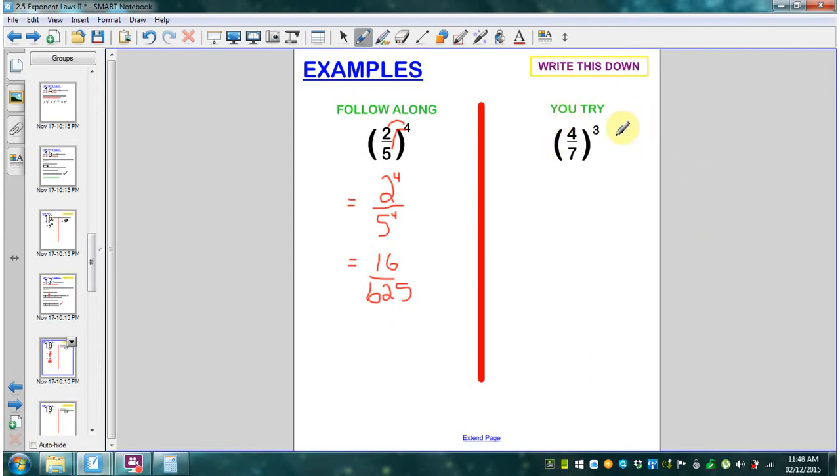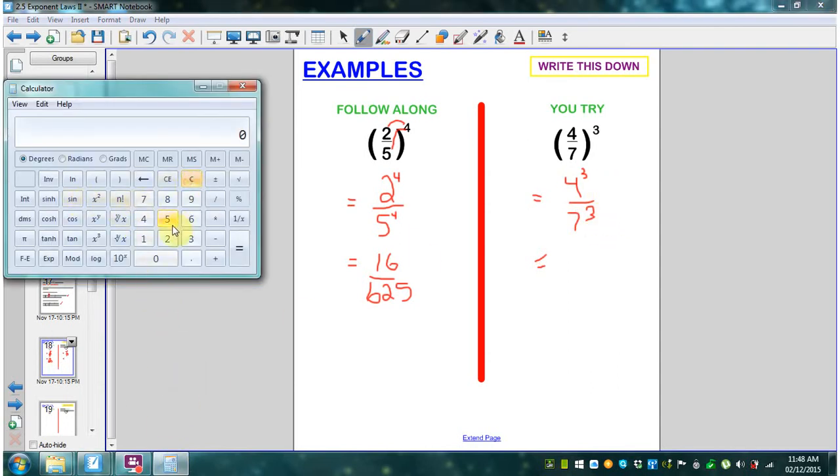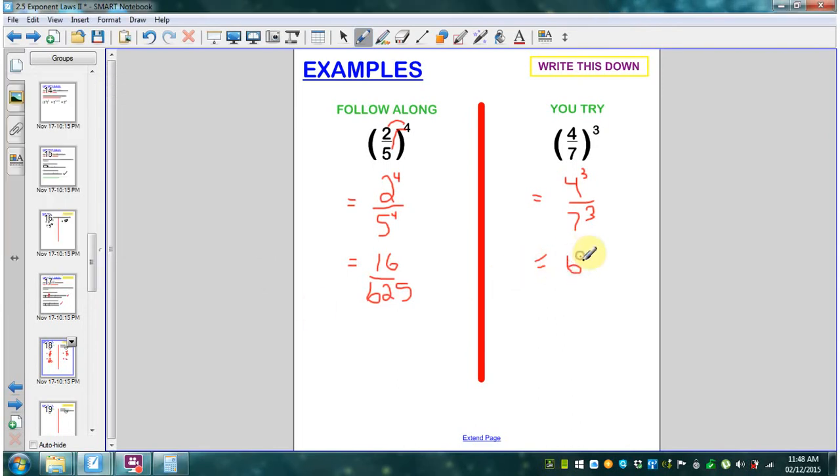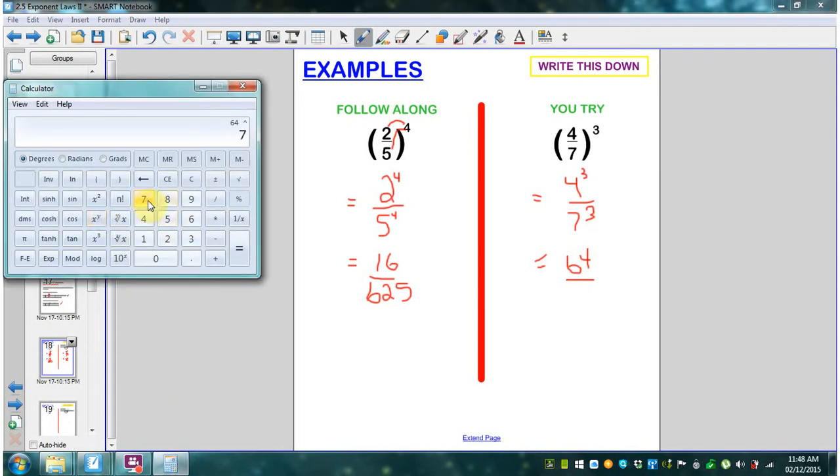Okay, by now you should have this one attempted. We're just going to go through it together. Can we simplify what's inside of our brackets first? No, so we're going to have 4 to the power of 3 using our exponent rule over 7 to the power of 3. So 4 to the power of 3, 64, over 7 to the power of 3, 343.